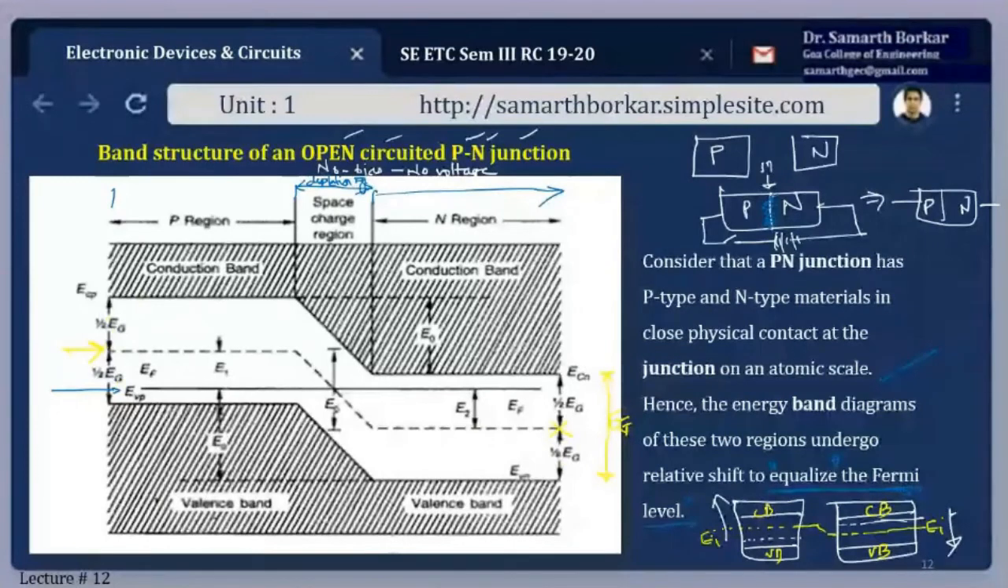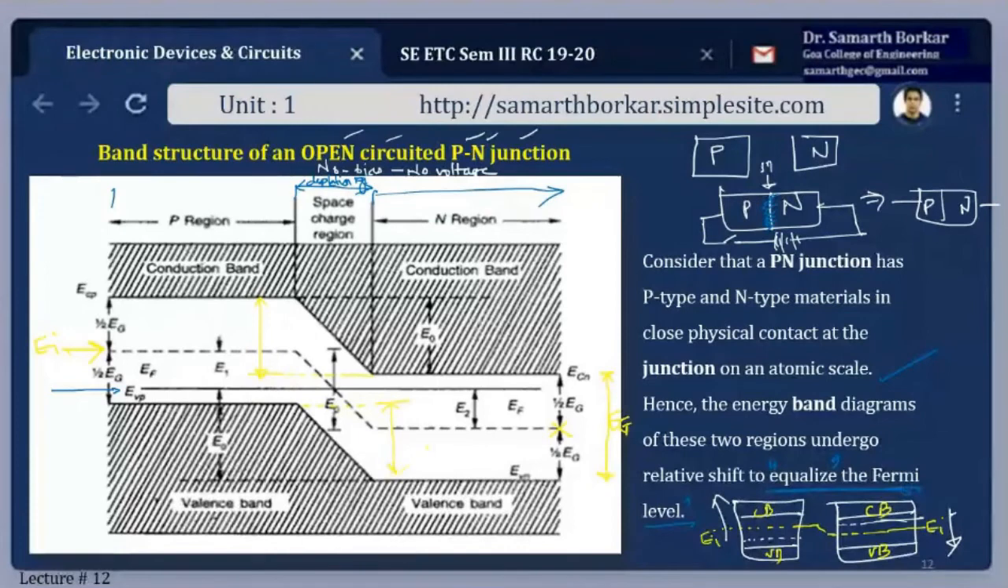This is the EI value, EV, and if I combine the two, this has to have a common line, because to equalize the relative shift. And now you can make out how much shift it has undergone. If I compare the two conduction bands, this is the conduction band of the P region and this is the conduction band of the N region, lowest energy level. So it has undergone this much of a shift. Again, this is the topmost of the valence band and this is the topmost of the valence band in the N region. So it has again undergone this much of a shift.